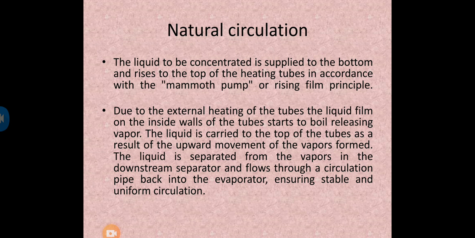So see here what natural circulation is. The liquid to be concentrated is supplied to the bottom and rises to the top of the heating tubes in accordance with the mammoth pump or rising film principle. Due to the external heating of the tube, the liquid film on the inside walls of the tube starts to boil, releasing vapor, and the liquid is carried to the top of the tubes as a result of the upward movement of the vapor formed. The liquid is separated from the vapors in the downstream separators and flows through a circulation pipe back into the evaporator, ensuring stable and uniform circulation.